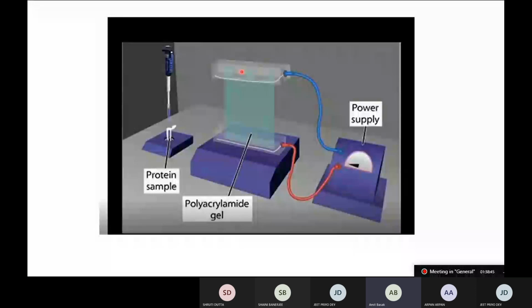Here, in this case, there is another dye, which is called Coomassie blue.